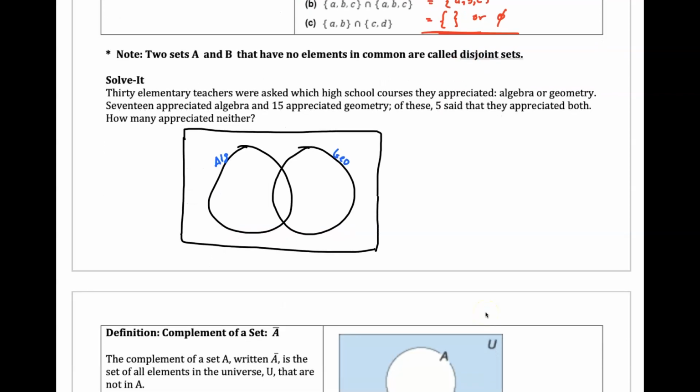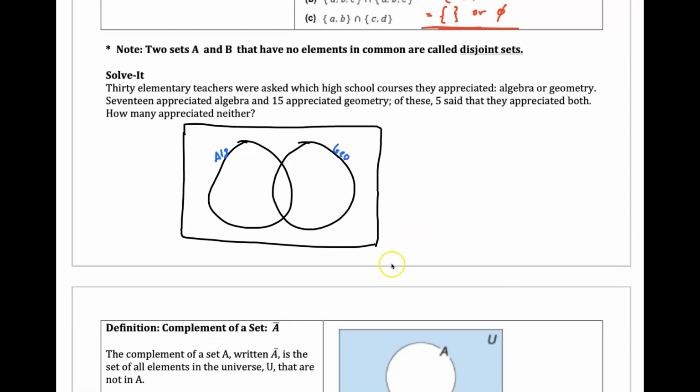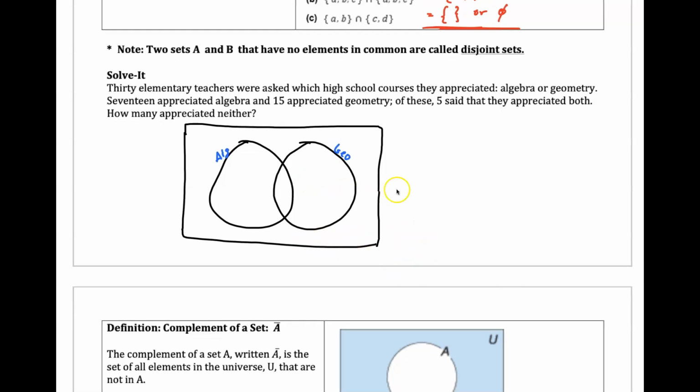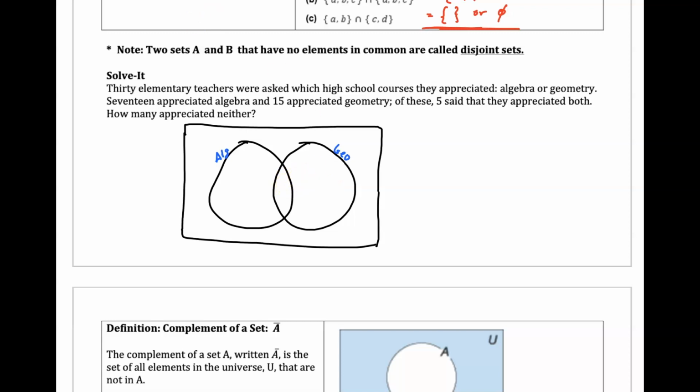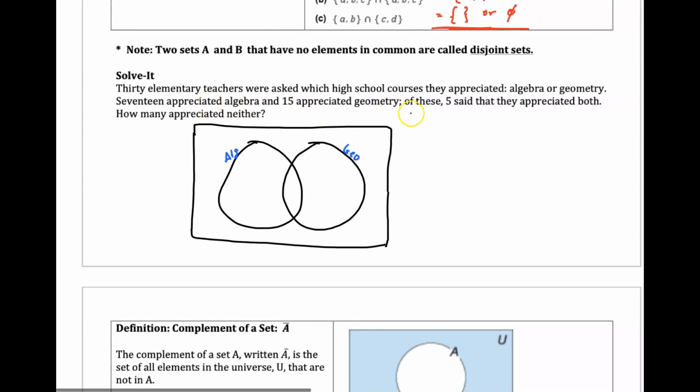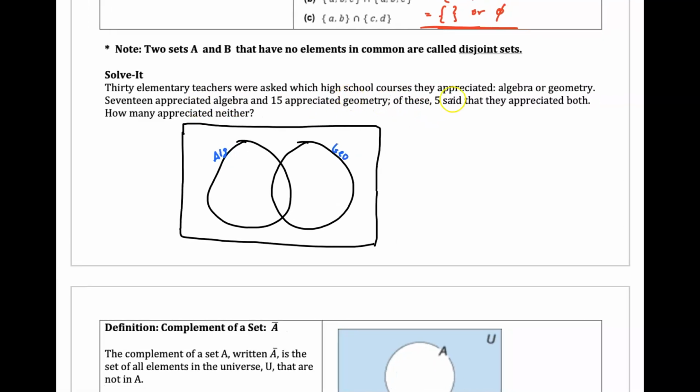Let's continue on with chapter 2.1 and sets. Let's go ahead and start with this problem here. Now that we have some idea of Venn diagrams and sets, we have a better idea of how to answer this question here. There are 30 elementary school teachers, which high school courses they appreciated.